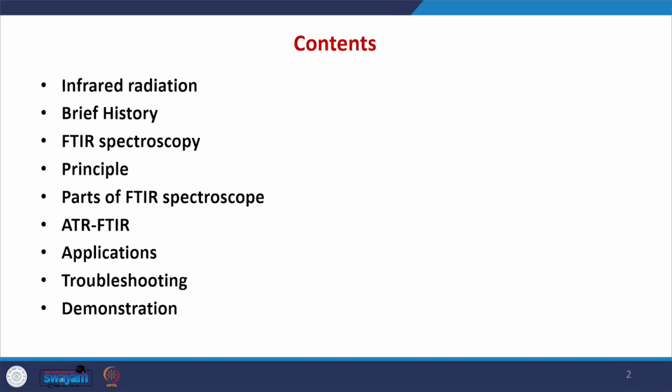Hello everyone. Today we are going to learn Fourier Transform Infrared Spectroscopy. So this is an important technique in nanomaterial characterization. In today's lecture, we are going to learn what is infrared radiation and what is the working principle of FTIR spectroscopy, and we are also going to learn the parts of the FTIR spectroscope. At the end of the lecture, we will also have a practical demonstration to understand this technique more in detail.